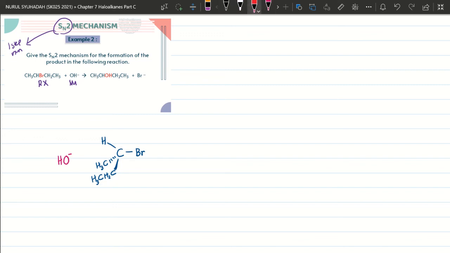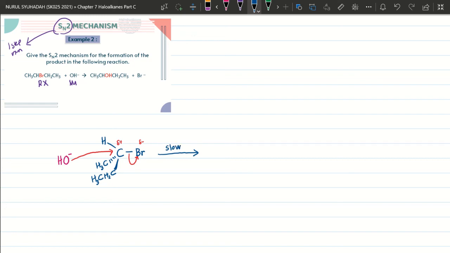Then what will happen? You know carbon is partially positive, bromine is partially negative. So this carbon is our electrophilic site, so the nucleophile will attack. Backside attack here. There is space, so it will do a backside attack, and then the carbon-bromine bond will start to break. You show an arrow over here, and on the arrow you must write slow step.